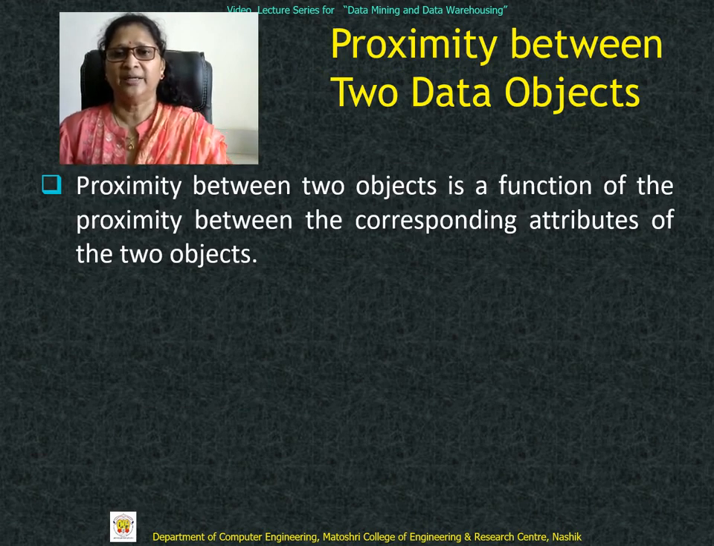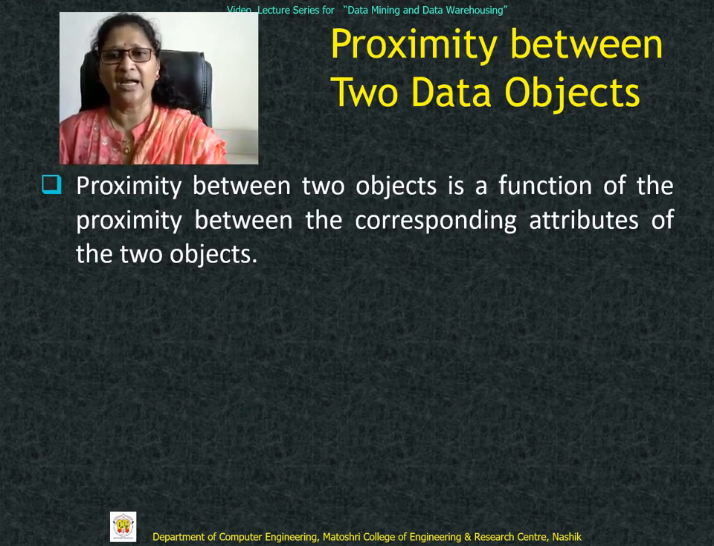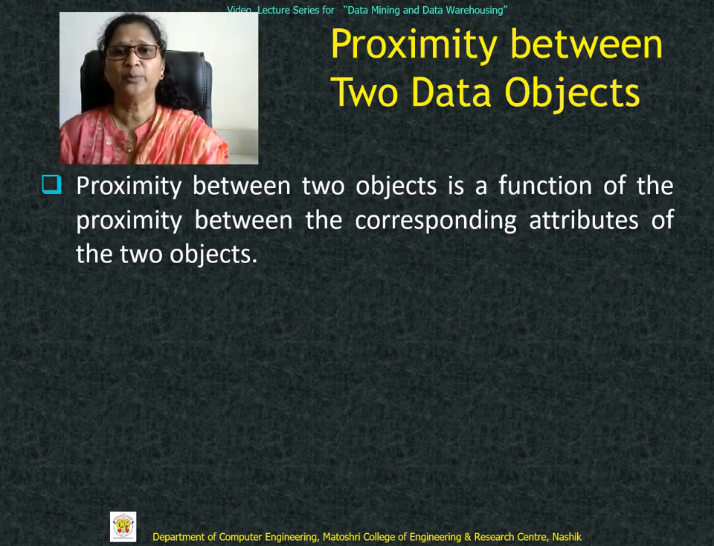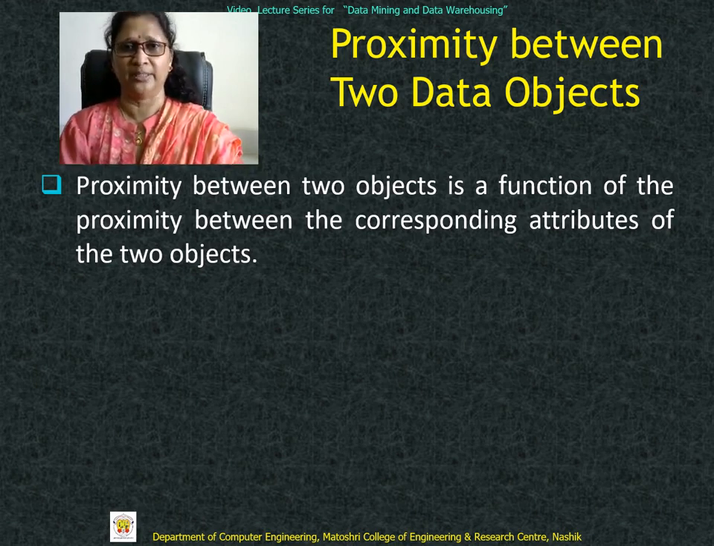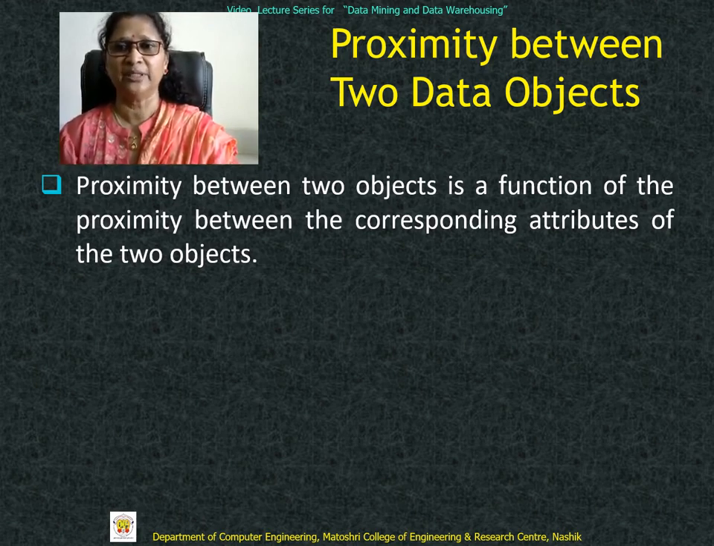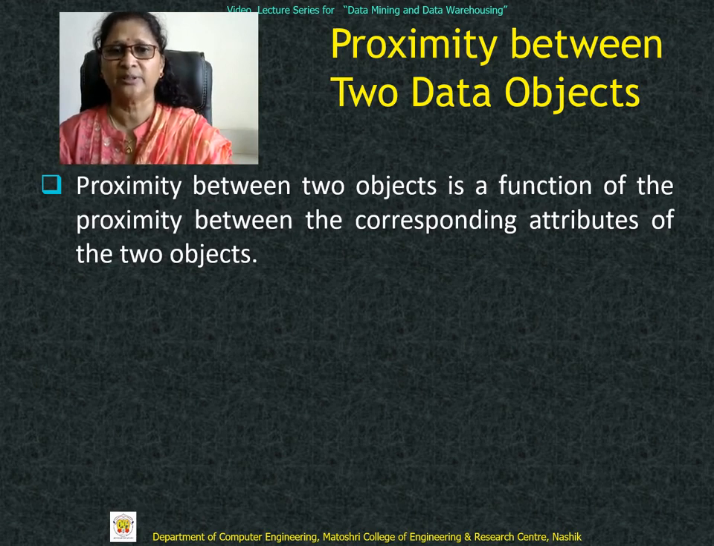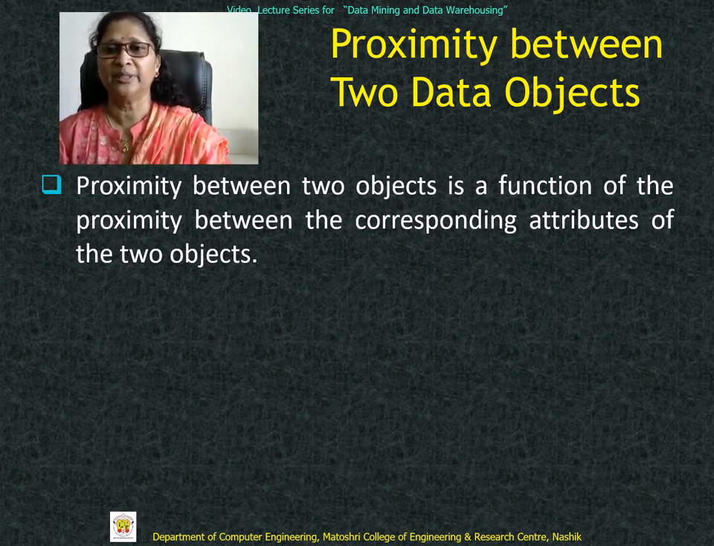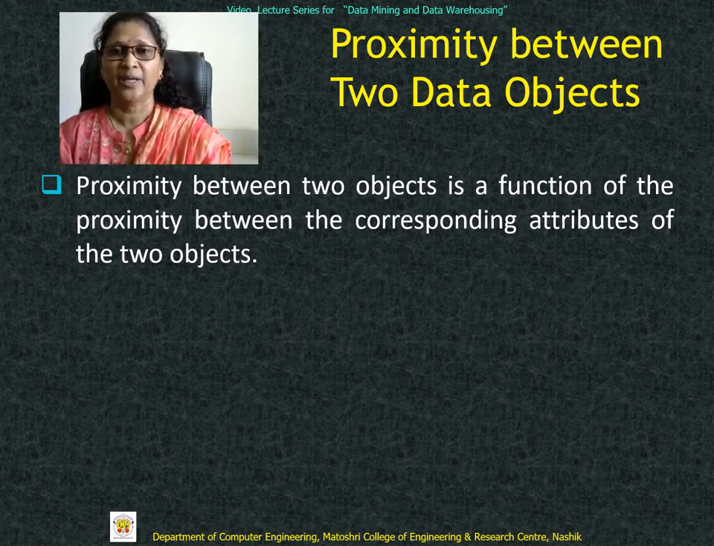So proximity between any two objects, as we just learned, is nothing but a function of proximity between corresponding attributes of those two data objects. If we have two data points, that is two data objects, say two employees, Varsha and Hemant, and we want to find out the proximity between these data objects, it is going to be a function of proximity between corresponding attributes of these two data objects. And these attributes are nothing but features. These attributes represent dimensions.